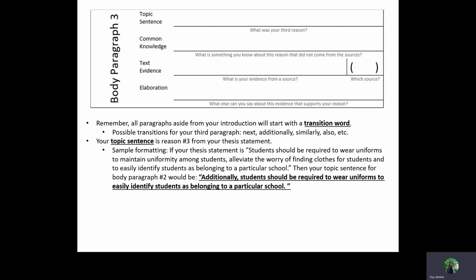So again, looking at the box, you'll have that topic sentence, your common knowledge on that subject, the text evidence that supports that subject and where it came from, and then your elaboration, so your own words that support it. Again, everything in this paragraph needs to relate back to the topic sentence.